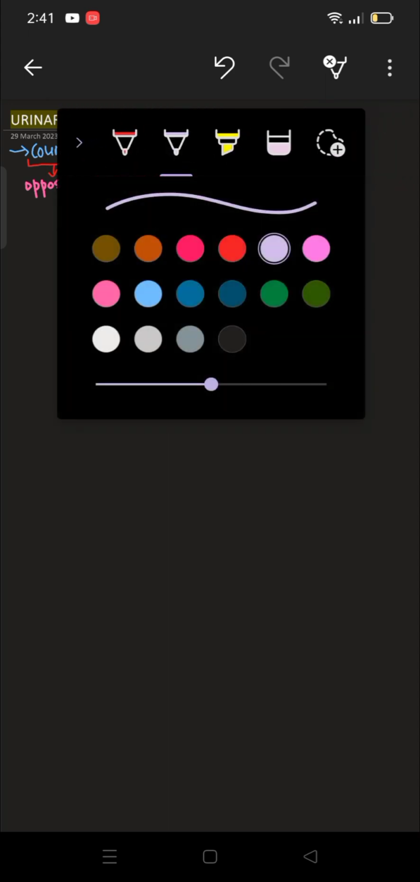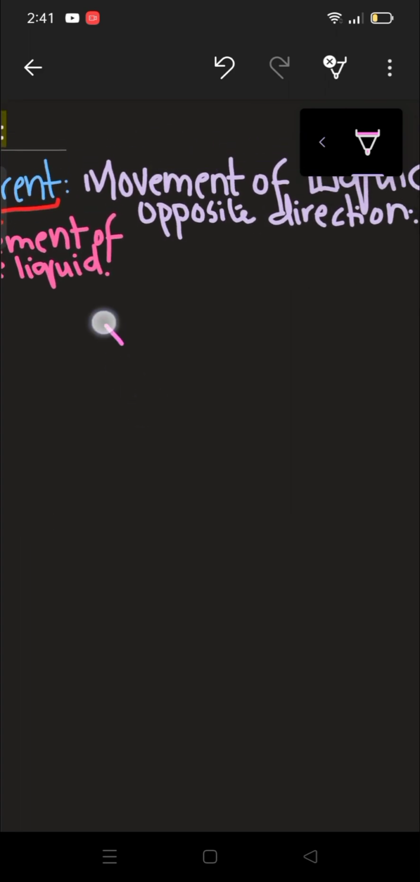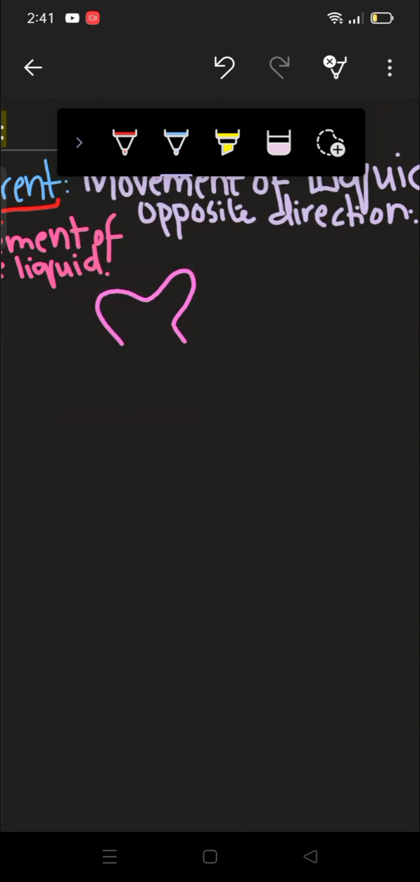For showing you that the movement of the liquid is in opposite direction, I have to make the diagram of the nephron first so that I can show you how this movement is happening. So let me make the nephron first so that I can explain with that. Here we have the nephron which I have made so many times. Here I am making the PCT. This is PCT.